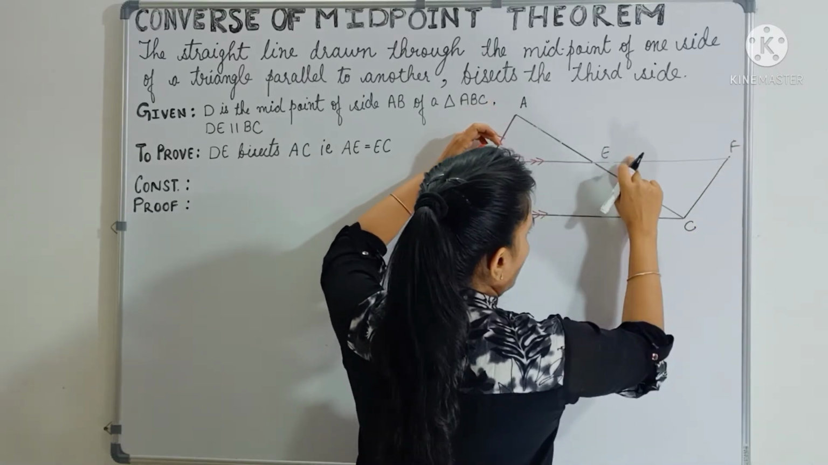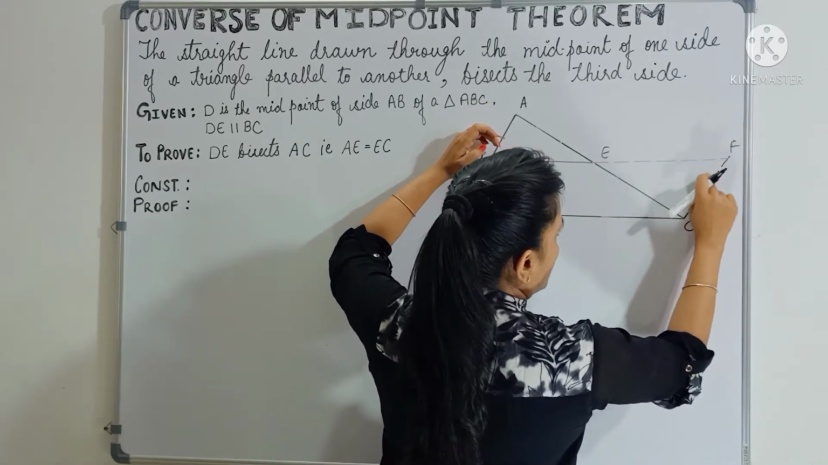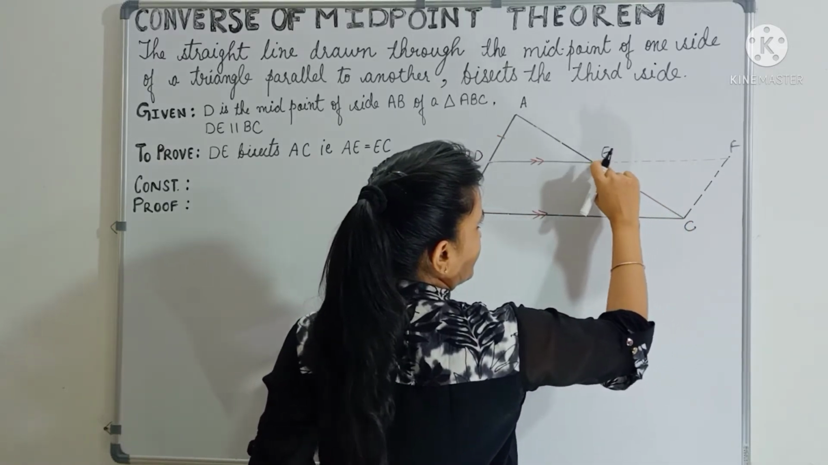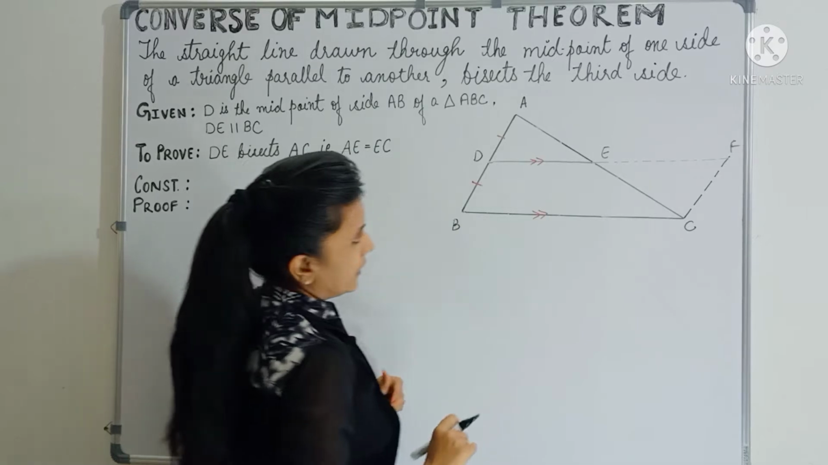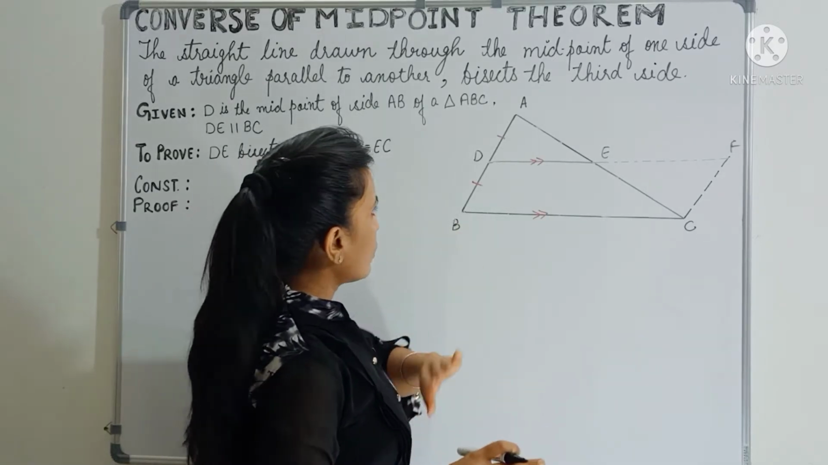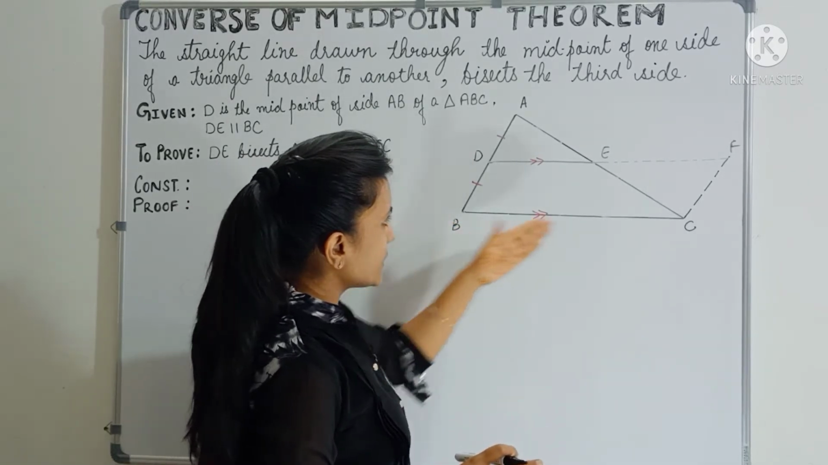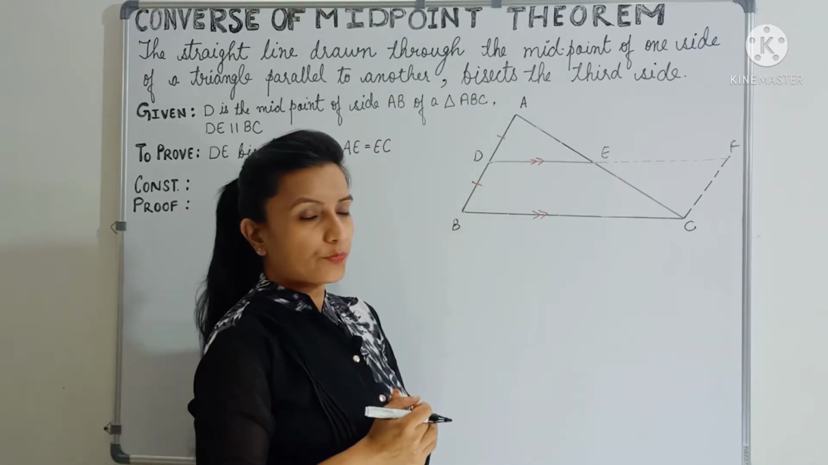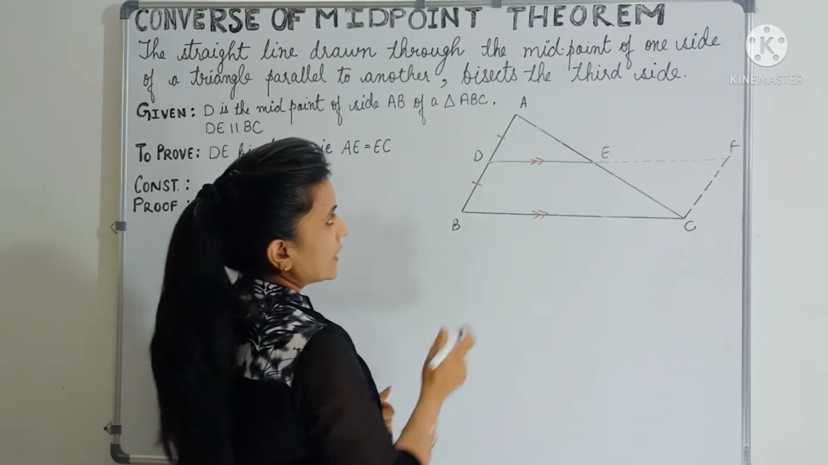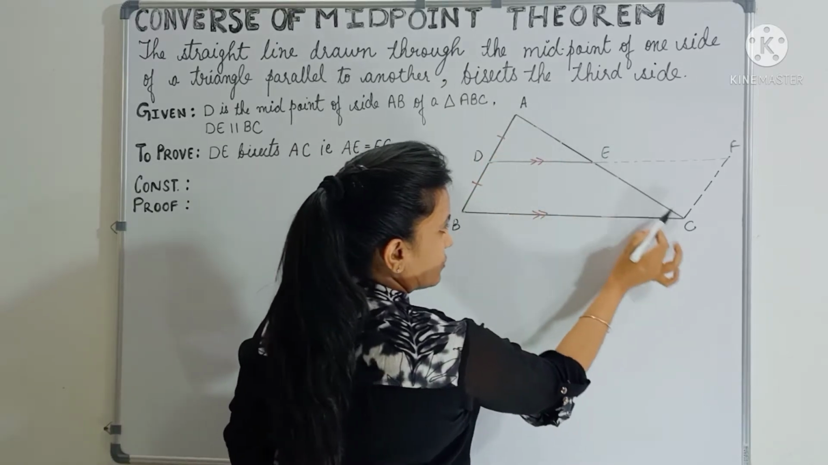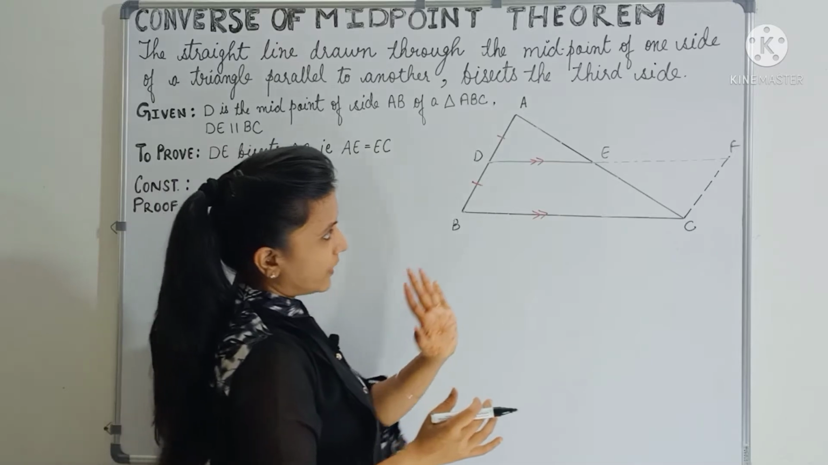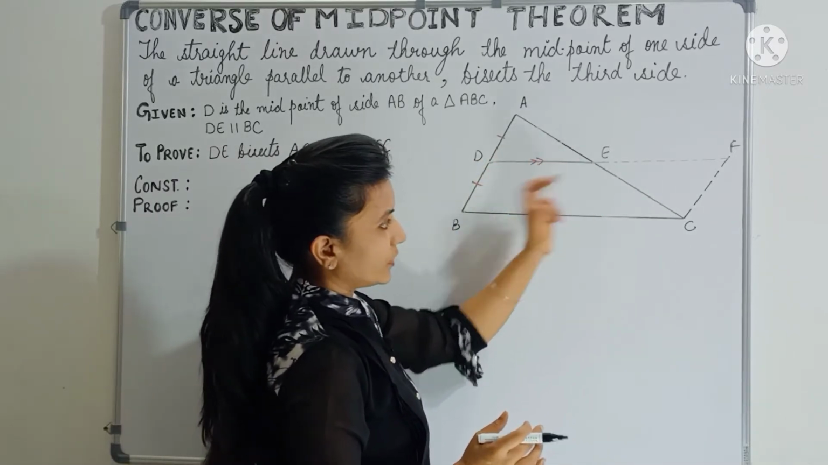Always draw a dotted line for construction. Now here we got a quadrilateral DBCF by this construction. Now what do we have to prove? We have to prove that AE is equal to EC. Correct? Now think how you will prove that these two are equal to each other.